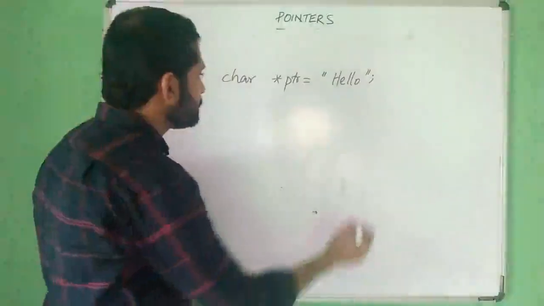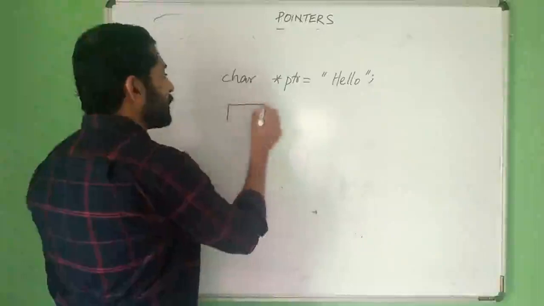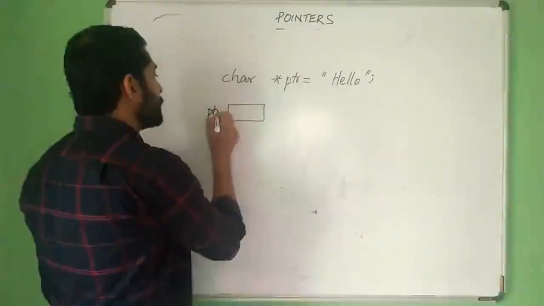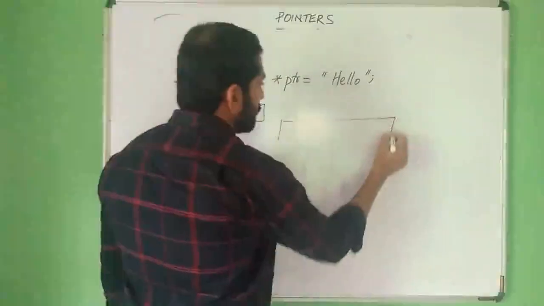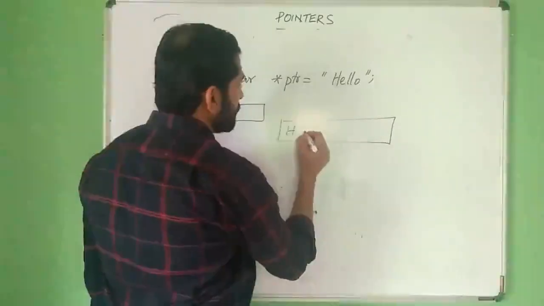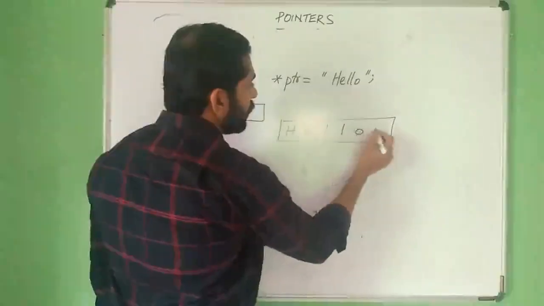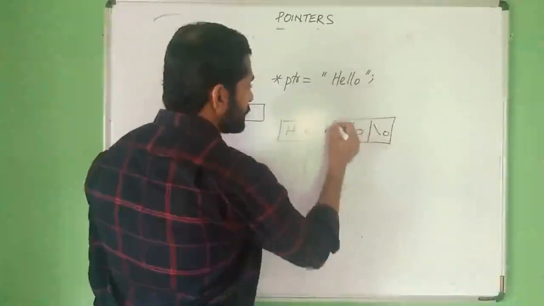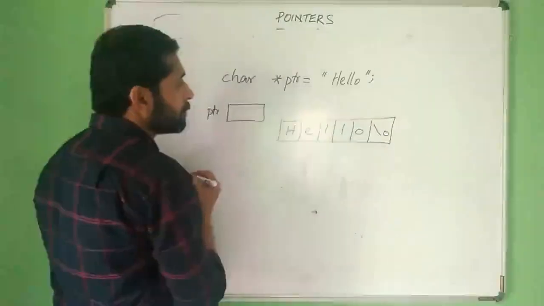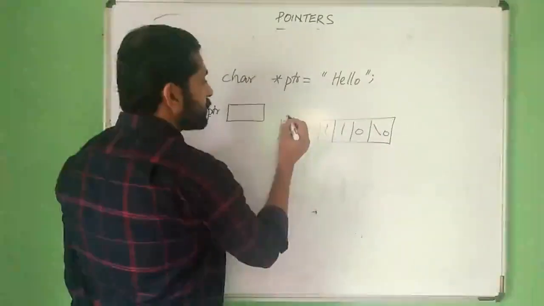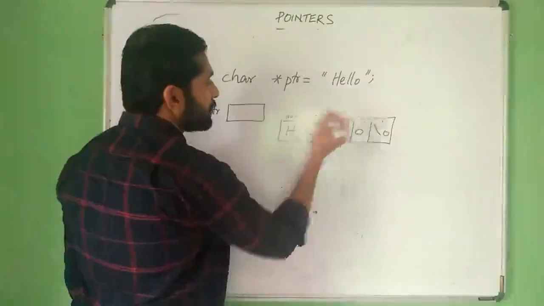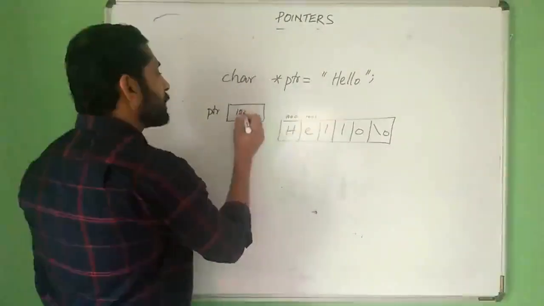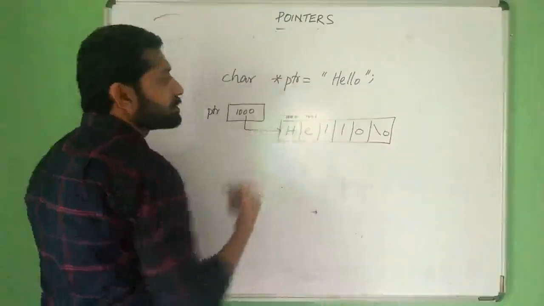So what happens? We have a ptr. We have hello, h e l l o and the null character. In this way, the memory is allocated. Suppose this is 1000, this is 1001, and so on. This ptr contains 1000.